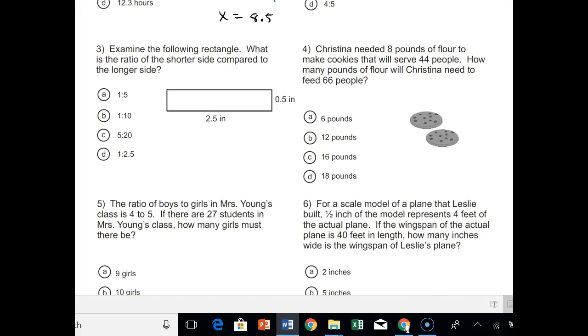Number 3, it says, examine the following rectangle. What is the ratio of the shorter side compared to the longer side? So some of these problems, again, should be familiar. So again, we want shorter to longer. So on every problem, you should be writing down what you're comparing, just like I am. And that will help you write the ratios correctly. So I have 0.5 over 2.5. We actually want to divide by 0.5 on this. Not 5, but 0.5. And we'll get 1 over 5. And that makes sense, right? How many 50 cents are in $2.50? There's 5 of them.